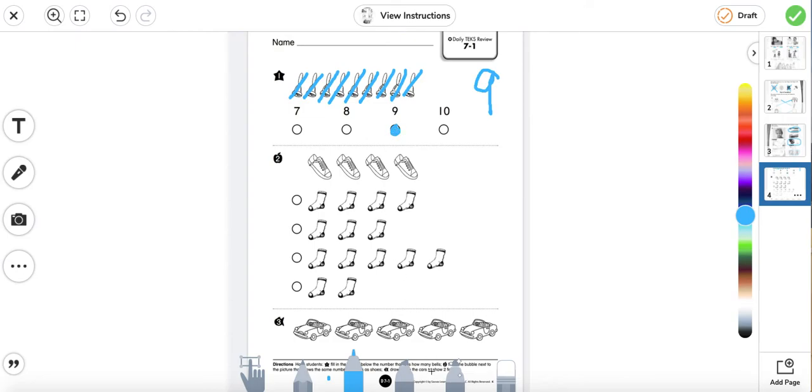Number 2. We're going to fill in the bubble next to the picture that shows the same number of socks or shoes. So here we have some shoes. Let's count them. 1, 2, 3, 4. So we're looking for the answer that has 4 socks. Let's see. 1, 2, 3, 4. We found the matching pair. Go ahead and bubble in your answer.